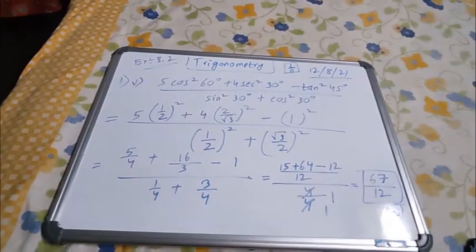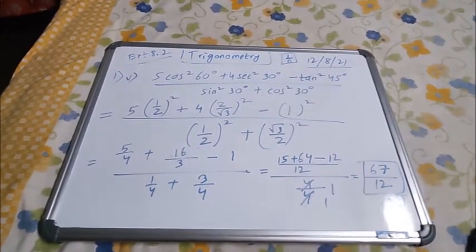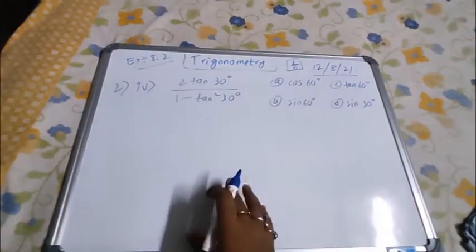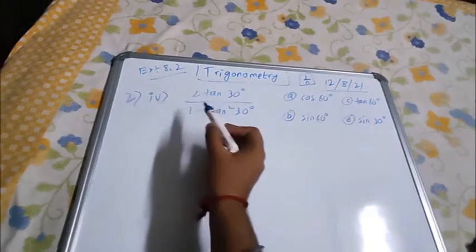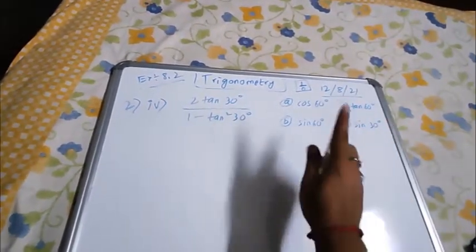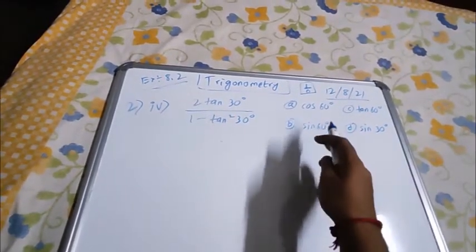Okay, now we will take another sum from this exercise, and then we will wrap this up. So this is our next sum, that is 2 part 4. You are given this expression, 2 tan 30 degree by 1 minus tan square 30 degree, and you have to choose one of the options. This is actually an MCQ question. You have to choose one of the 4 options, A, B, C, D.